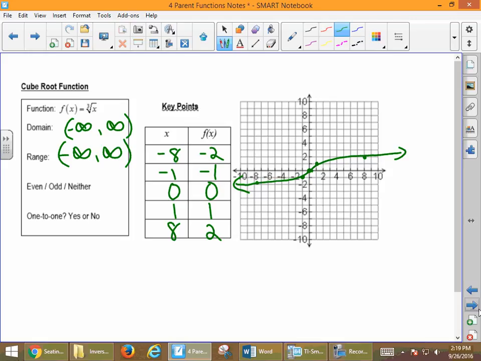Is this function even, odd, or neither? It's odd. Again, notice that the points are completely negated. Negative 8, negative 2. Positive 8, positive 2. Negative 1, negative 1. Positive 1, positive 1. And we can kind of see the symmetry there, I hope, as we look at the picture. Is this function 1 to 1? Yes.